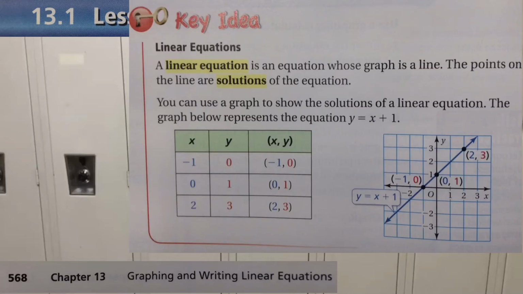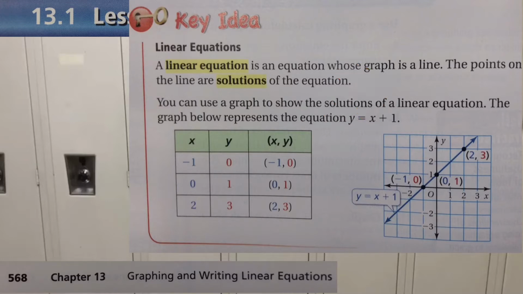Well, linear equations, the key idea: a linear equation is an equation whose graph is a line. Okay, so it's going to be a straight line. I know that's redundant, but just so that you know it's not going to make a curve or a wave or anything like that. It'll be just a line. The points on the line are solutions of the equation. So there are an infinite number of solutions. You can use a graph to show the solutions of a linear equation.